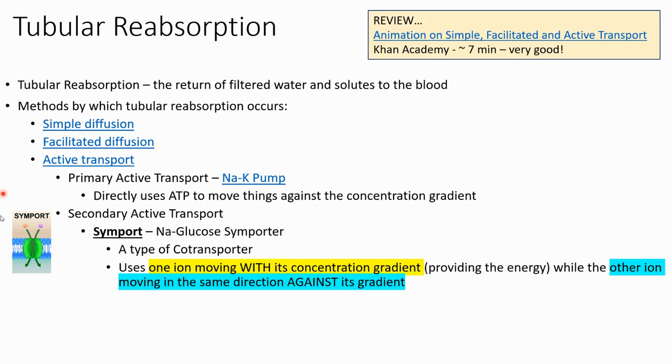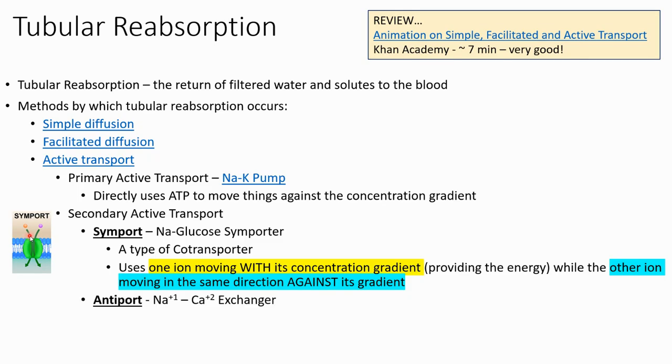Symport. So you've got a little visual here. Notice both particles are moving together. You've got two particles moving from one side to the other side. They're moving together. One ion is going with its concentration gradient, while the other is moving in the same direction against its gradient, meaning it needs energy. So one of these particles needs energy to move because it's moving from low to high. The other one is moving from high to low and doesn't require energy.